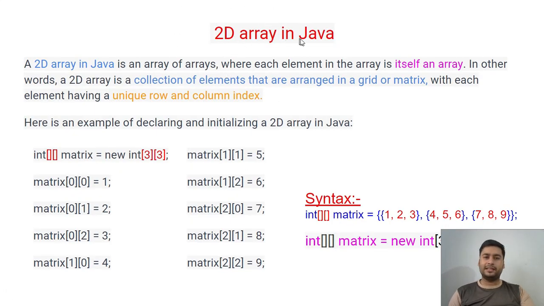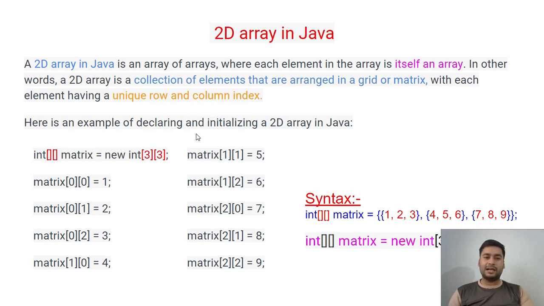So here, if you see, this is a 2D array in Java. A 2D array in Java is an array where each element in the array is itself an array. In other words, a 2D array is a collection of elements arranged in a grid or matrix form, with each element having a unique row and column index. So every index has a unique row and column.